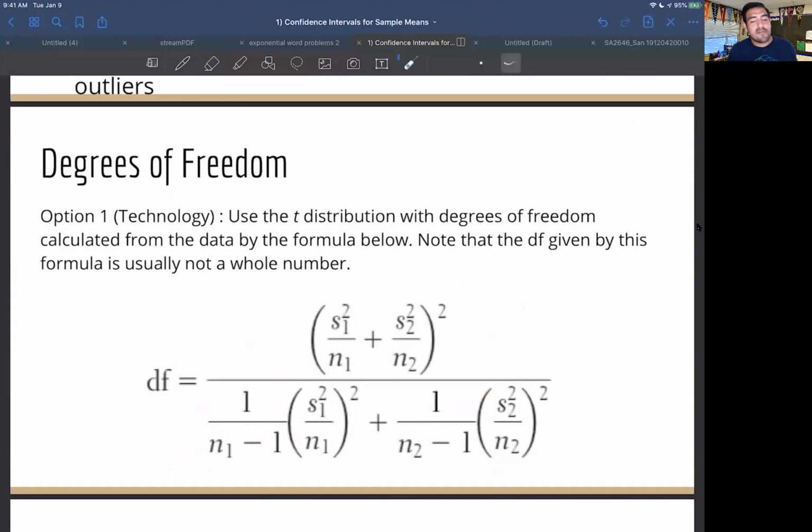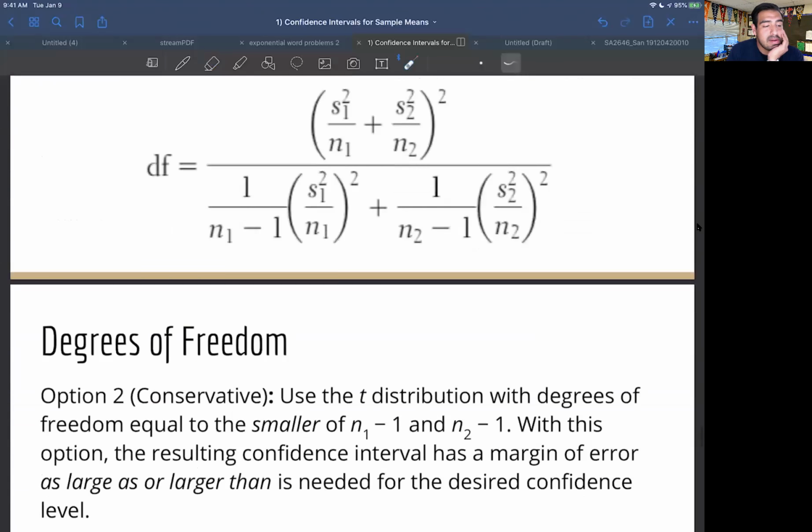Now, the degrees of freedom, this equation looks very terrifying, but trust me, you will never use it. When you are calculating the t distribution to use, this is the formula that your calculator will use to calculate which t distribution to use. The degrees of freedom is given by this formula. Your calculator will do this. Do not worry about this at all.